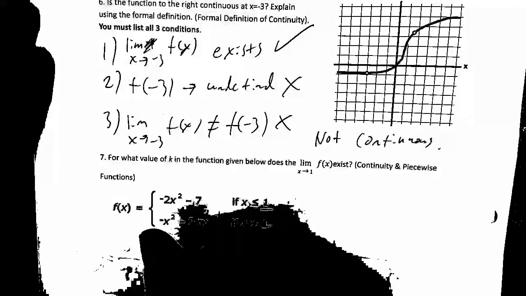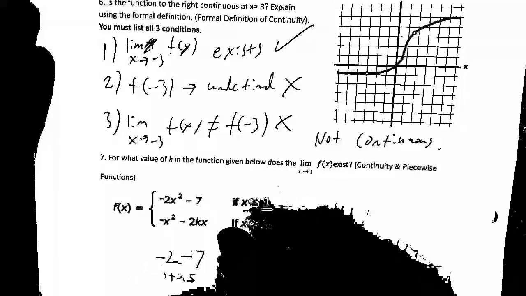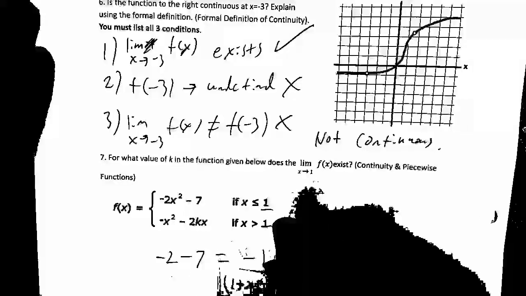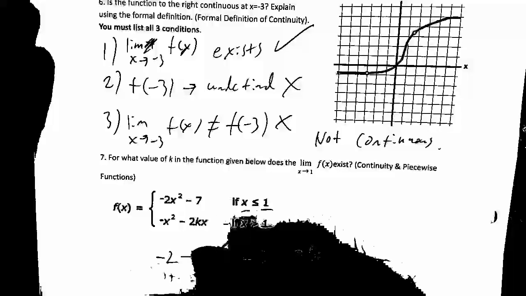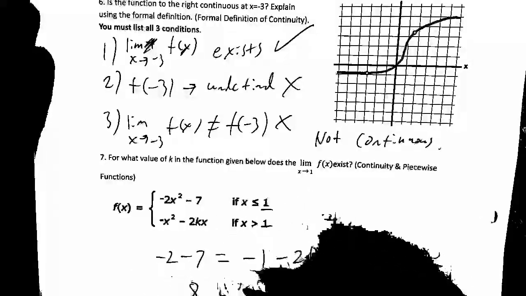So we're going to have negative 2 minus 7 equals negative 1 minus 2k. So that's negative 9. So this is just negative 8 equals negative 2k. So that means that k must equal 4.